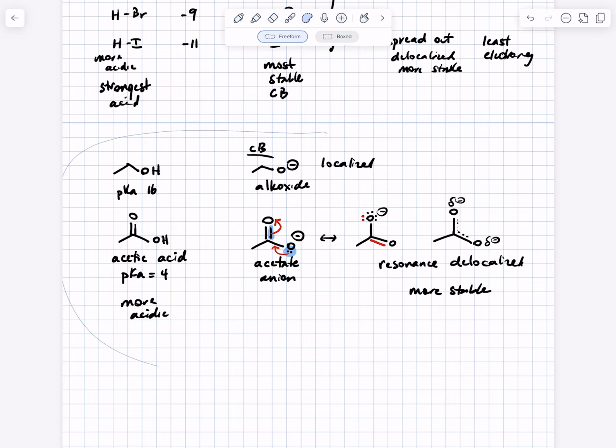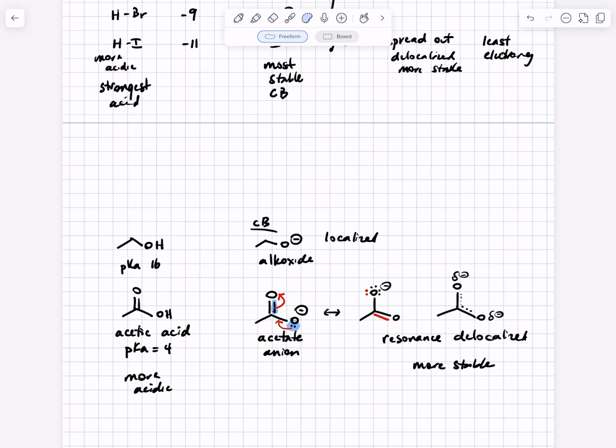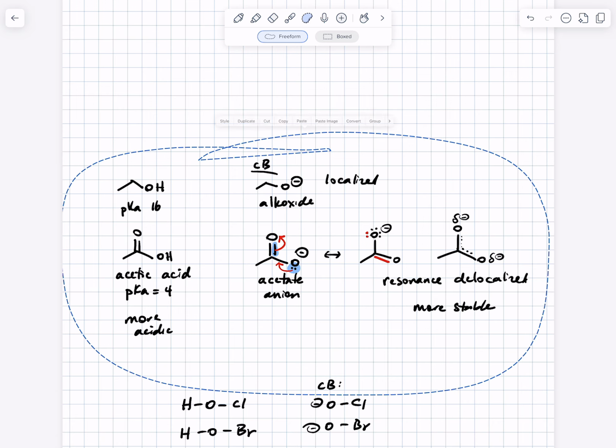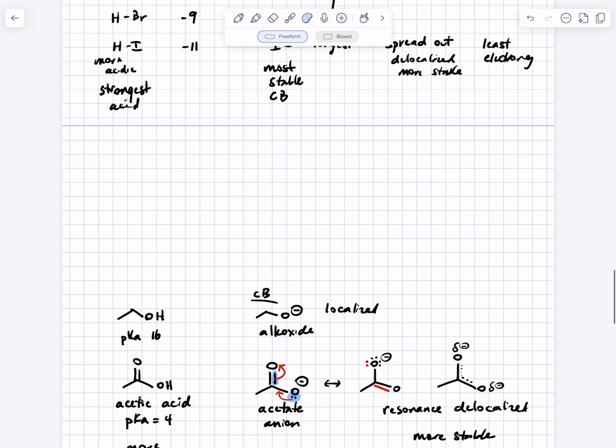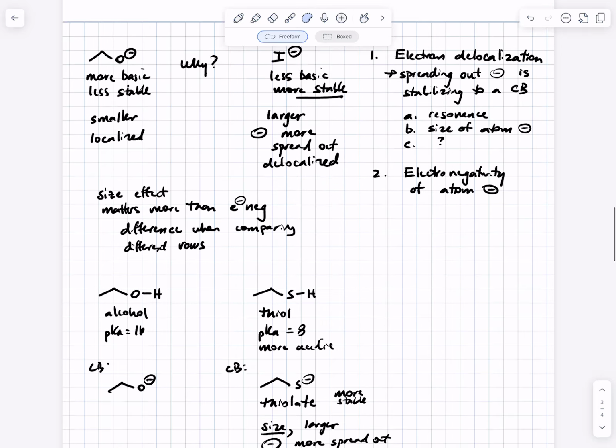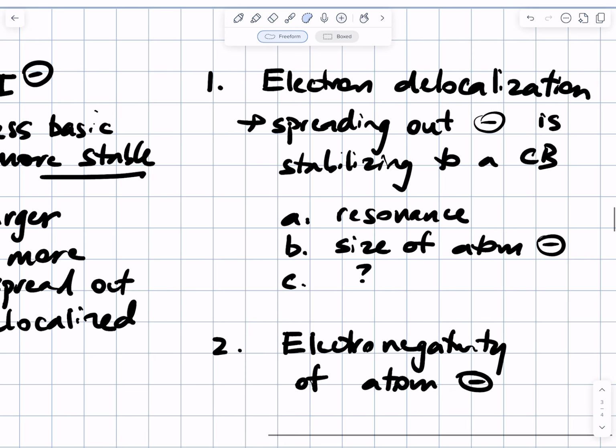I can't think of a good example where resonance and size would interplay in the way that you're suggesting, but I can think of a case where resonance and electronegativity might both be factors. So let me set that up just a little bit. We kind of needed to talk about that anyway. So I told you above that two things mattered for conjugate base stability: electron delocalization, we've talked about resonance, and the size of the atom that bears the negative charge. And I've held off on this one, and I'm going to continue to do so for a moment.